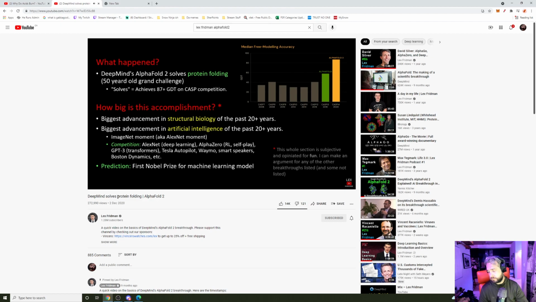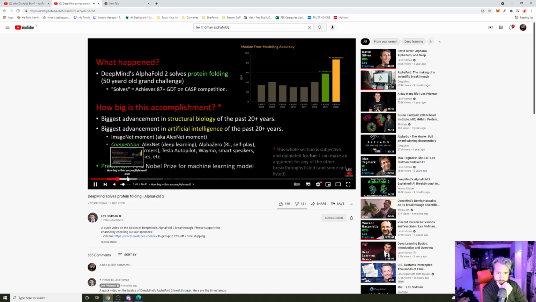So of course the competition is pretty steep, and I talk with excitement about each of these entries. Of course, the ImageNet moment itself, or the AlexNet moment that launched the deep learning revolution in the space of computer vision. So many people are comparing now this breakthrough of AlphaFold 2 to the ImageNet moment.